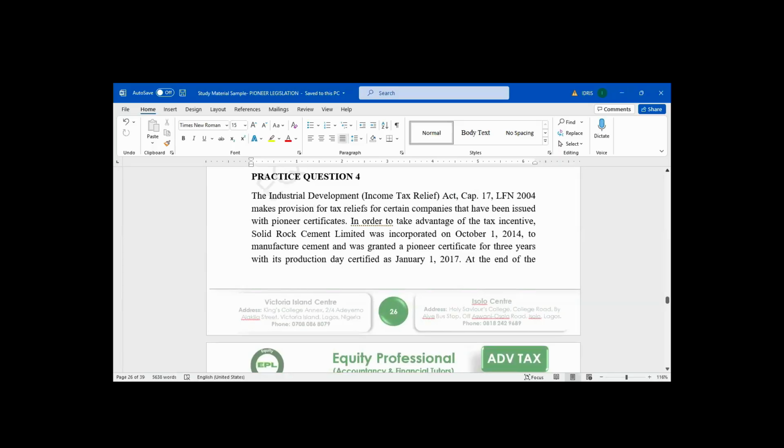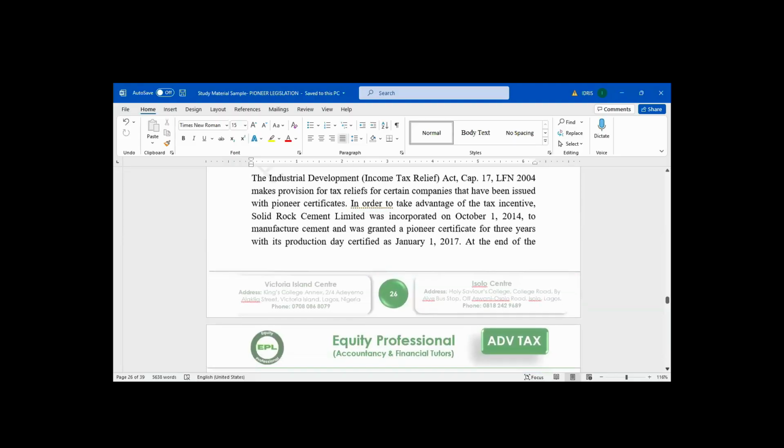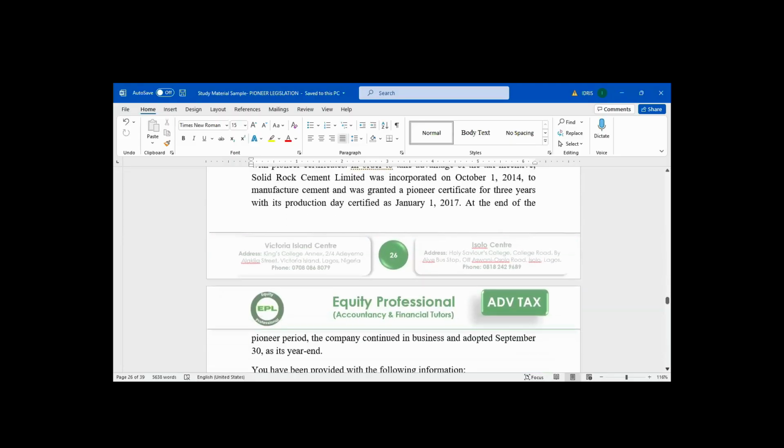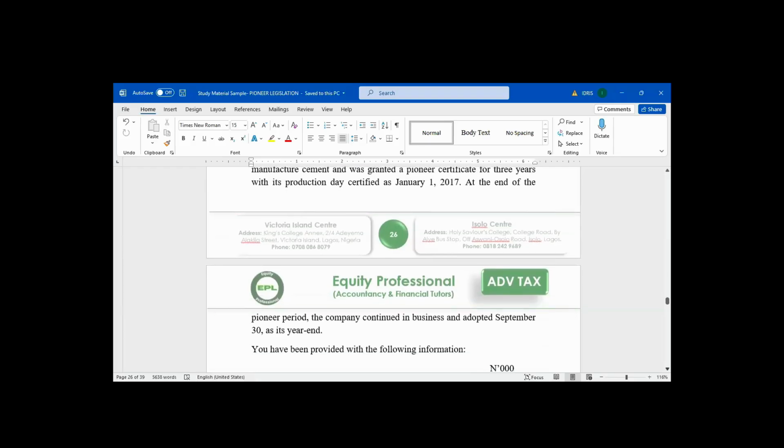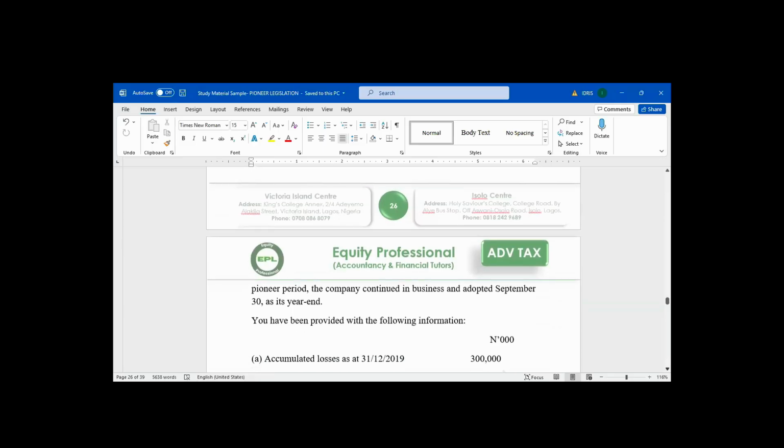And it's going to end when? It's going to end 31st December 2019. Okay. That means the post-pioneer period will start from when? From 1st January 2020. The post-pioneer period will start from 1st of January 2020. Do you understand?